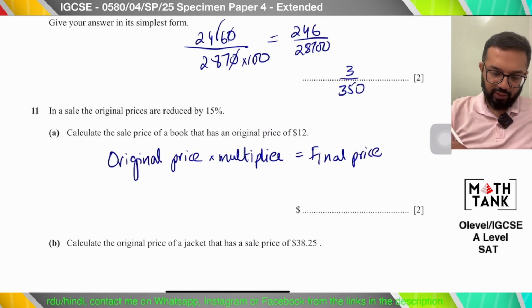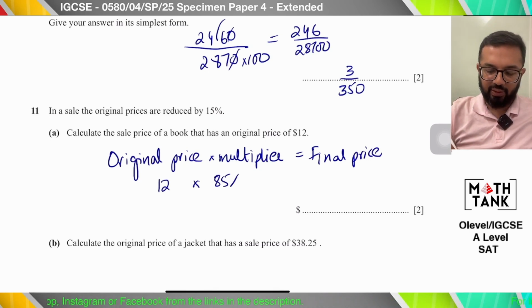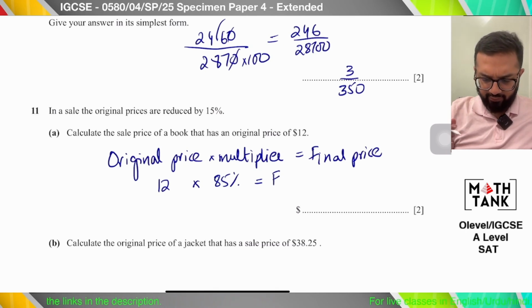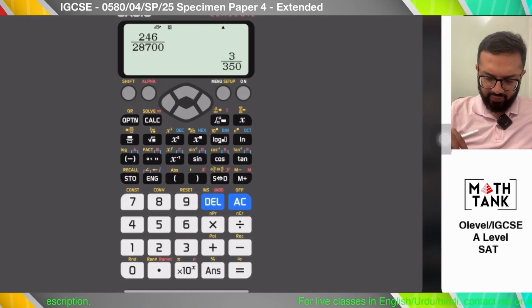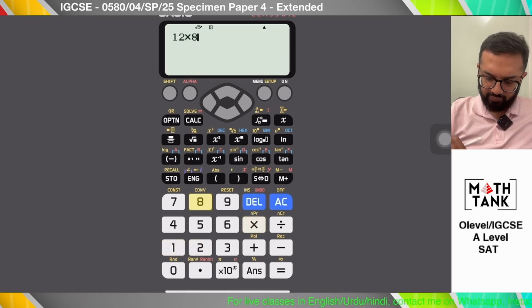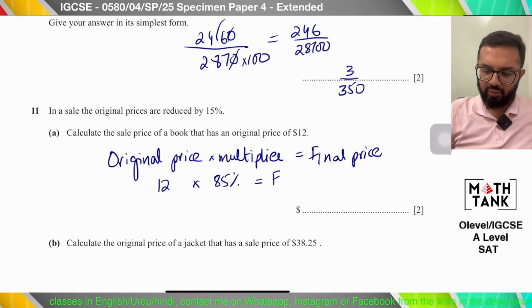So the original price is $12. The multiplier is 85% because there's a reduction of 15%. Let's call the final price F. 12 into 85%. I have a percentage sign here. It gives me 10.2.